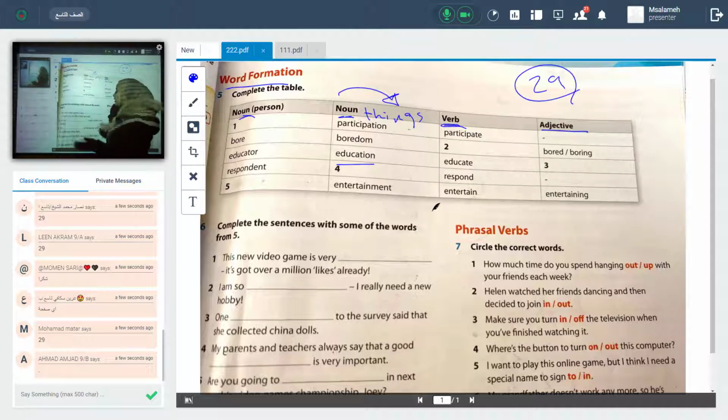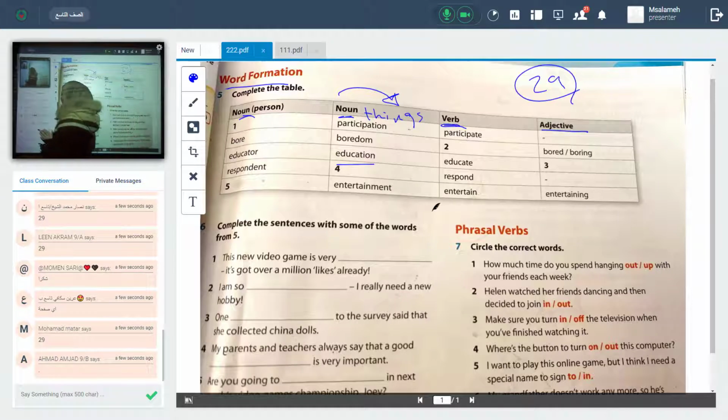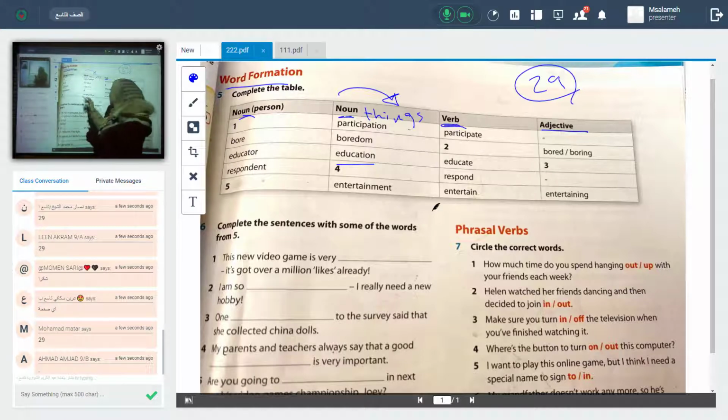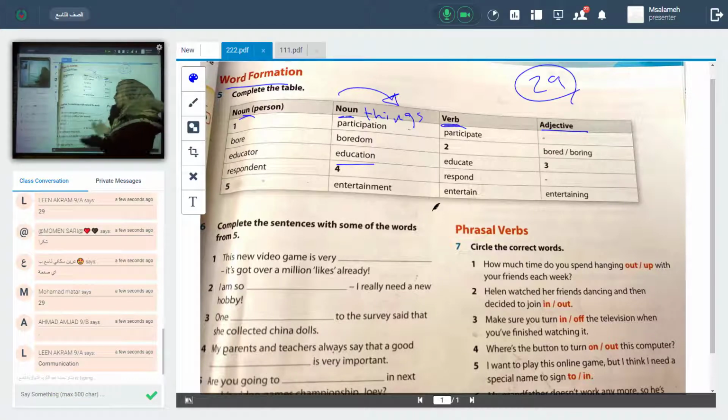The education. Entertainment. Give me an example of noun for things. Who's the first one? We have participation. It's a noun for things.